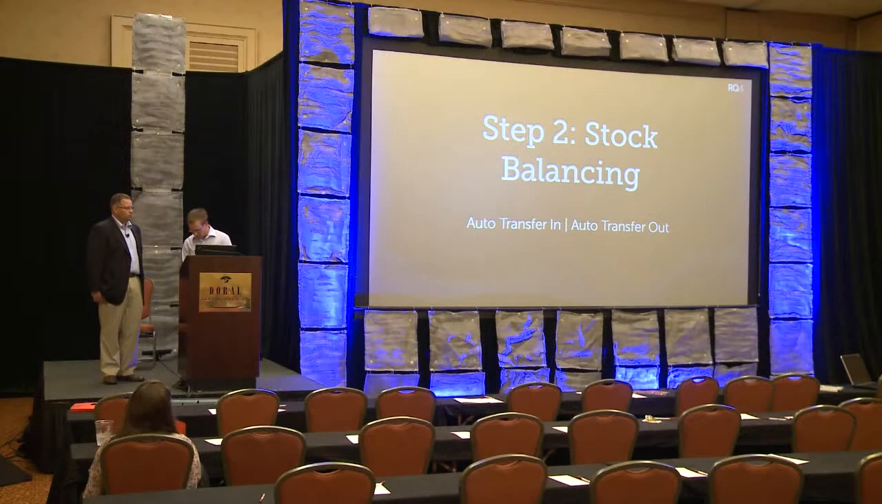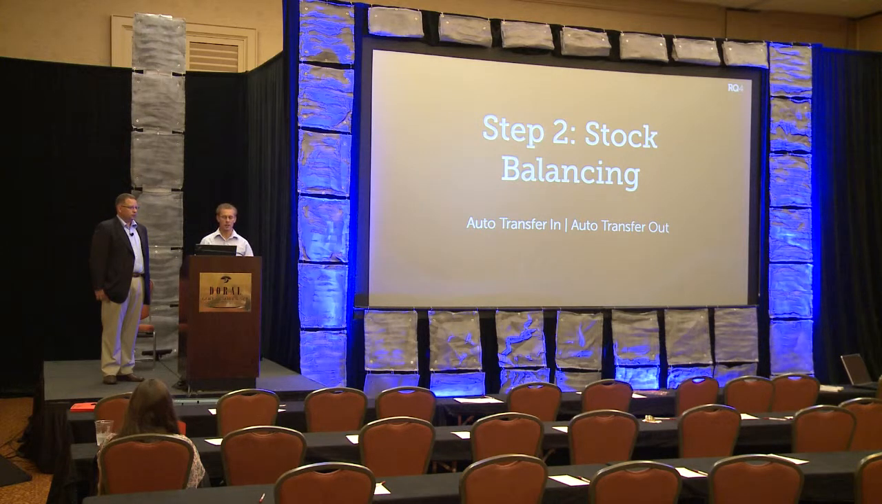So step 2 in our automated ordering process is what we like to refer to as stock balancing, which I'm sure you all are aware of and probably are doing. I want to point out 2 quick reports that you can take advantage of to help you balance stock internally. The first one is the auto transfer in report.